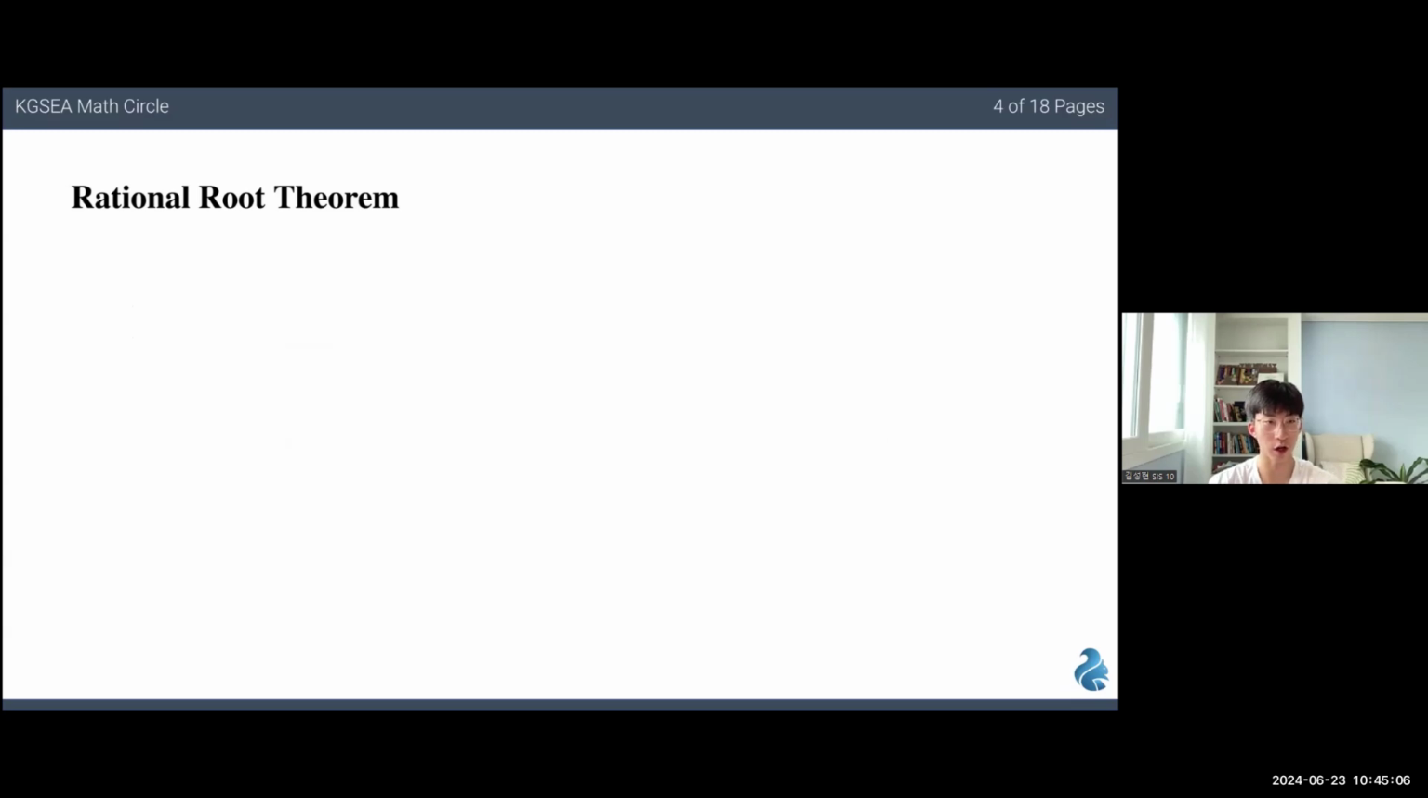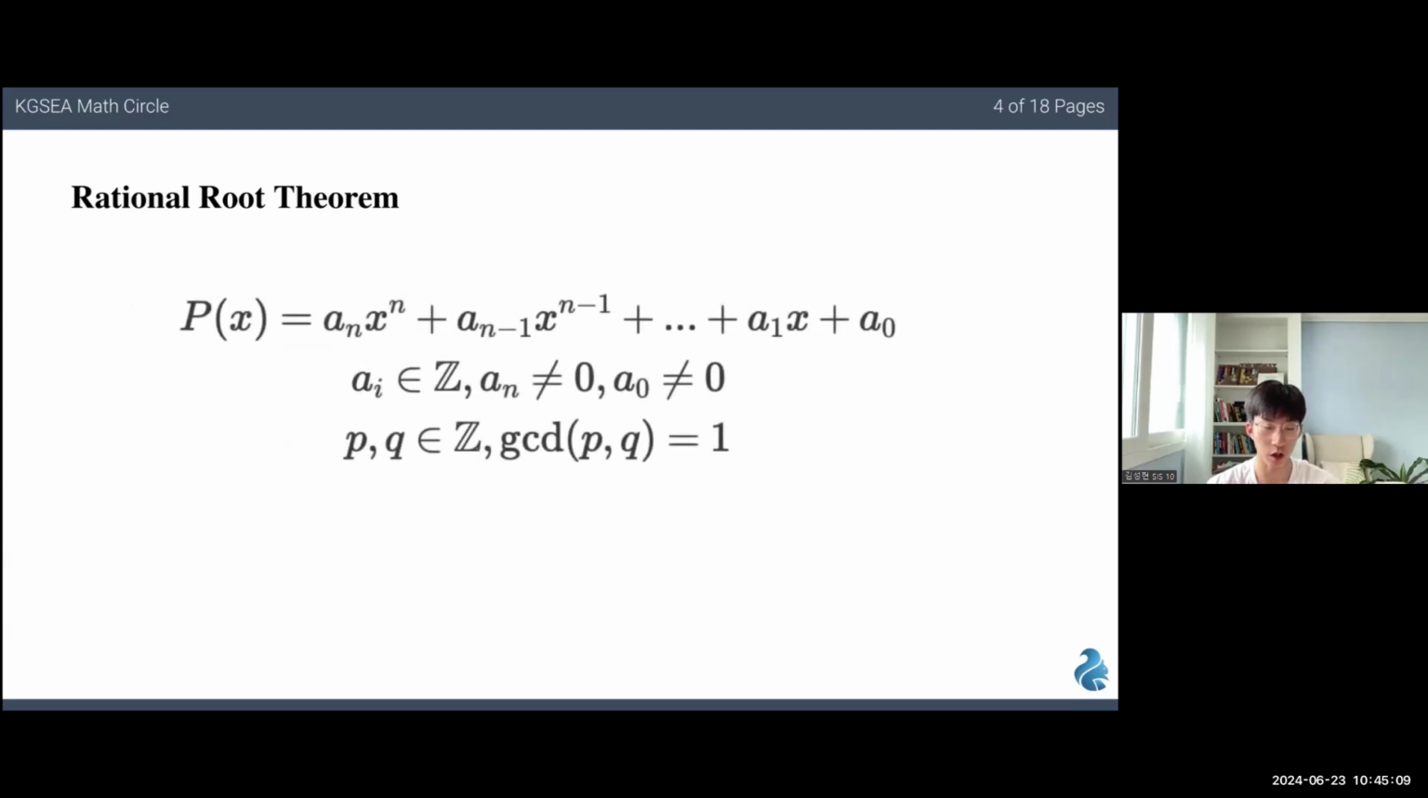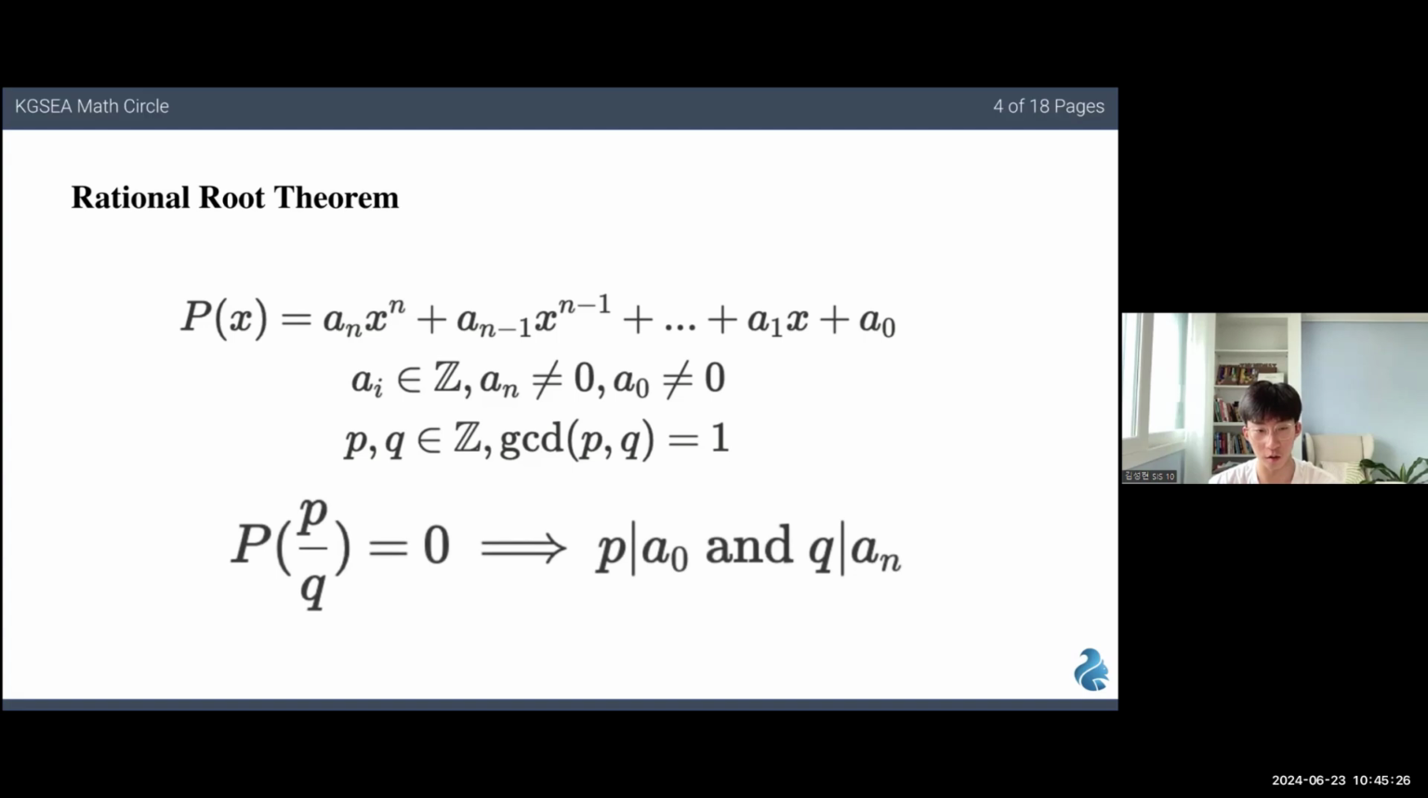So let's also cover the rational root theorem. So suppose we have the standard form of a polynomial, as you can see here, and all the coefficients are integers, and the leading and the constant coefficients are both not equal to 0. And suppose that you have p and q, which are two integers, and they are coprime. Then if P of lowercase p over q is equal to 0, then this implies that lowercase p divides a sub 0, and q divides a sub n.